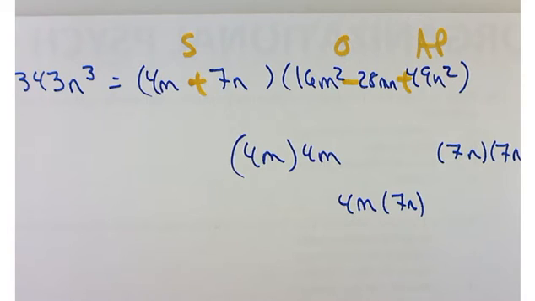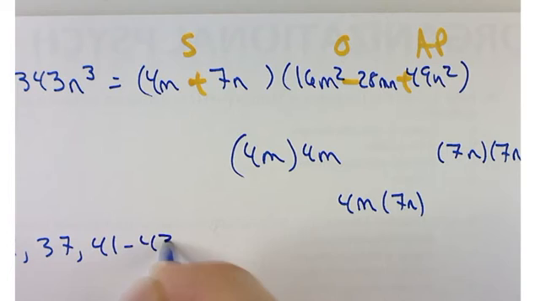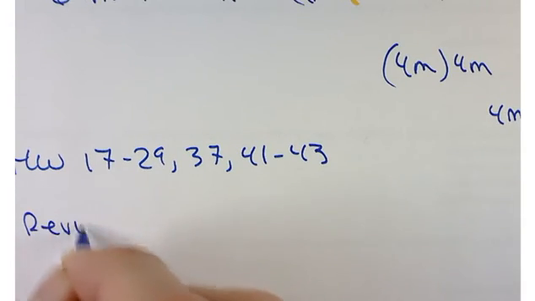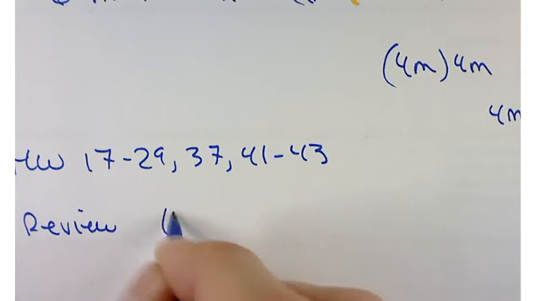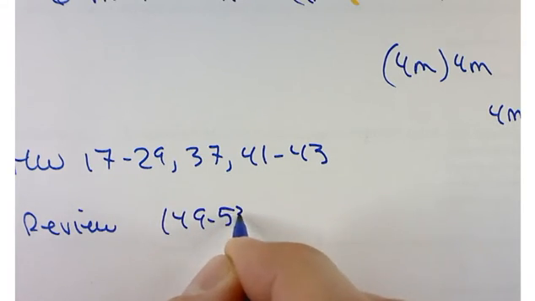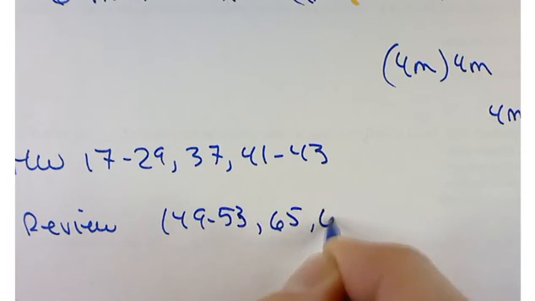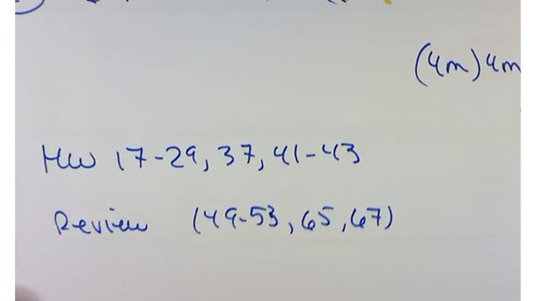Cool. Should we do one more? Or are we good on these? Good on these? Okay. For homework, try 17 through 29, 37, 41 through 43. And then if you need some review problems, the review problems in this section would be 49 through 53, 65 and 67. So some extra review problems there for you.